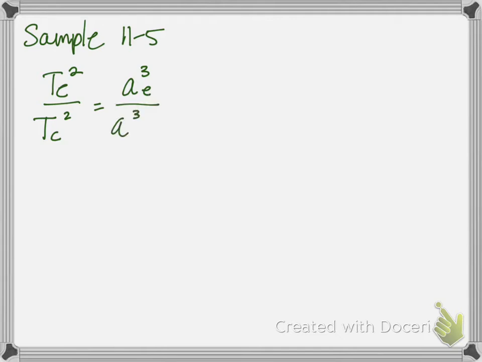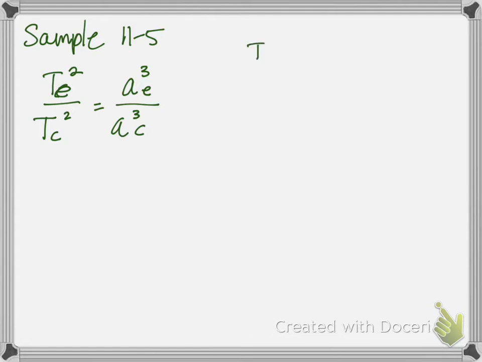So let me say this again. We've got the period squared of the Earth divided by the period squared of the comet equal to the cube of the semi-major axis of Earth divided by the cube of the semi-major axis for the comet.